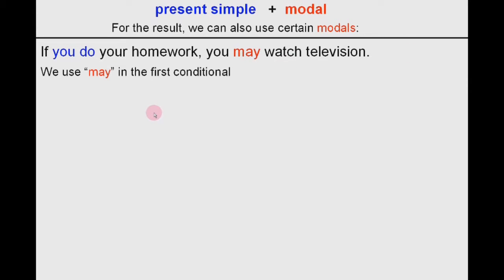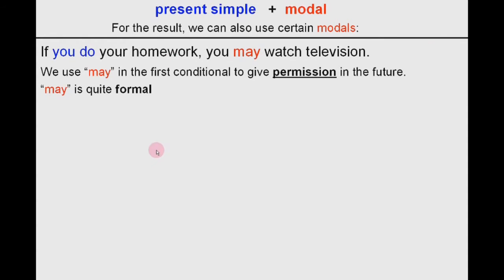And the meaning of this, well, we use may in the first conditional to give permission in the future. Okay? So we're giving permission to somebody to watch television if the person does the homework. But be careful, may is quite formal. It's actually quite rare in modern English. Okay? But it is correct.